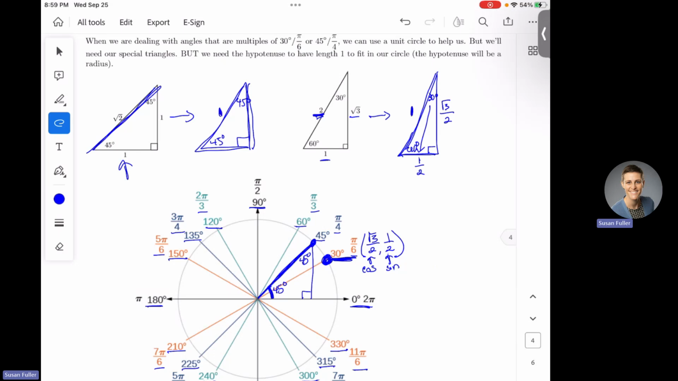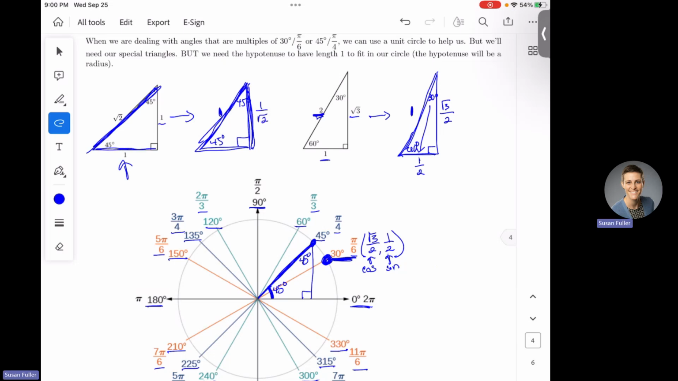So how did I go from this side being root 2 to this side being 1? I had to divide by the square root of 2. So I'm going to scale everything down by dividing by the square root of 2. So that means that this side here is going to be 1, but divided by the square root of 2.